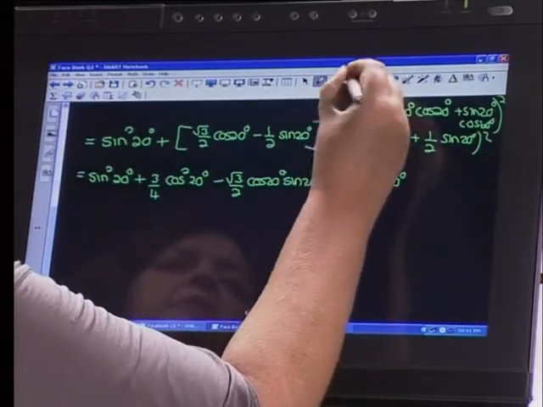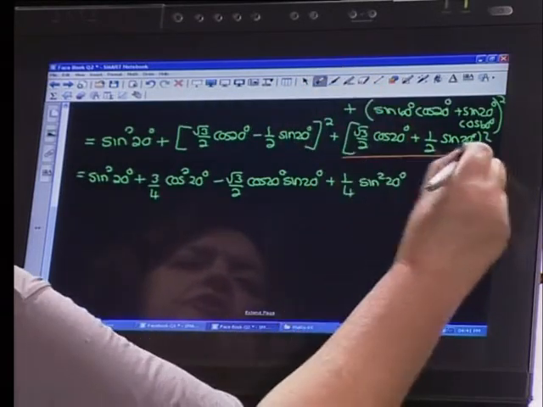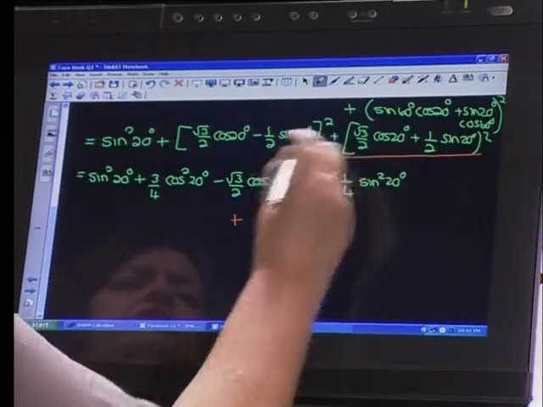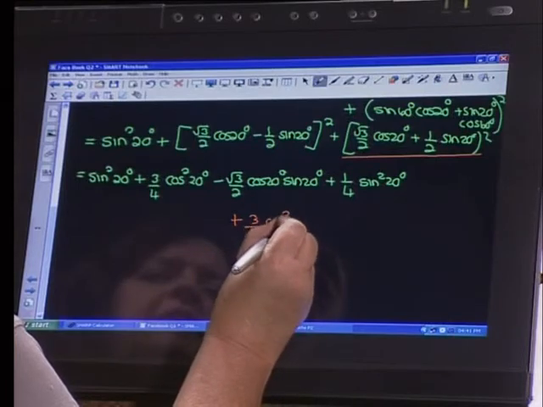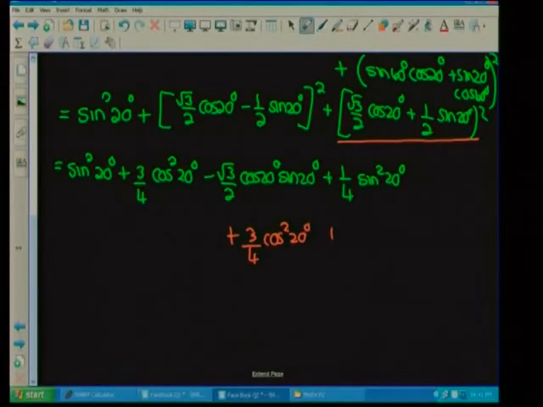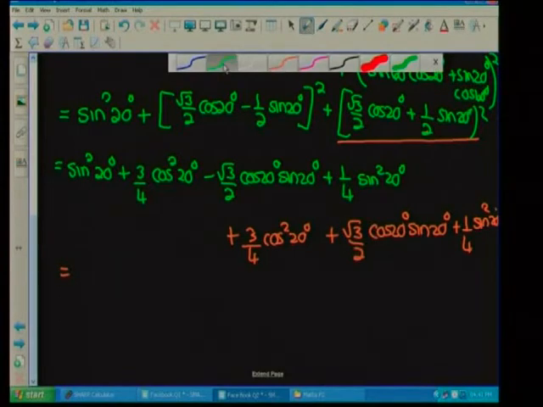Now the same is going to happen with this thing, and just to make it easier to see what I'm doing, I'm going to do this one in orange. So we square the first one, it's going to be 3 over 4 cos squared 20 plus, and again we times those together, so it's root 3 over 4 doubled, which is root 3 over 2 cos 20 sine 20. And then we're going to have plus a quarter sine squared 20. All right, things are looking better. So let's go back to the green pen so we don't get confused.